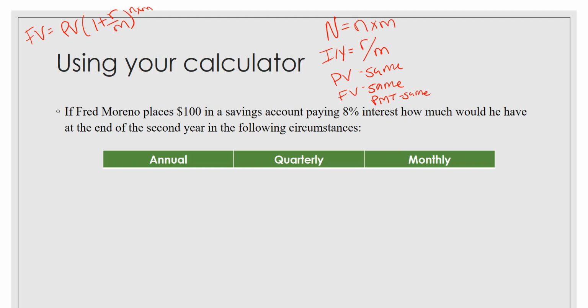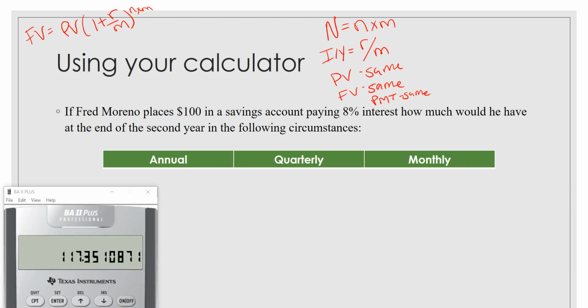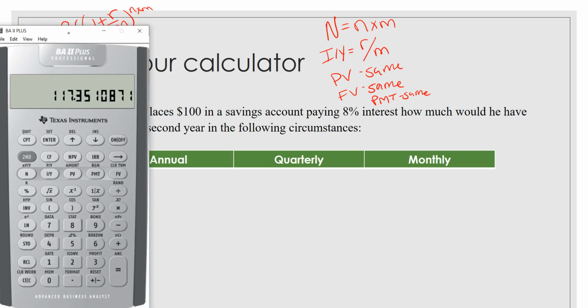So let's work these examples on our financial calculator. So with the annual compounding, our M is 1. So he puts $100 into his savings account. Present value is $100. That savings account pays 8% interest. So with annual, it's 1. So it's still 8%. IY is 8. It's 2 years, and the compounding frequency is 1. So 2 times 1 is 2, and that's N. And we have no payment. So let's compute the future value. We get 116.64.